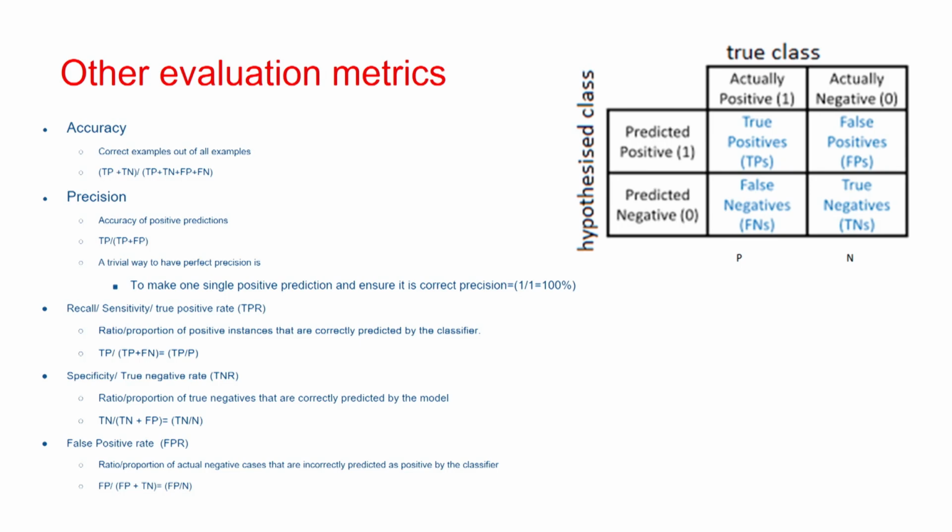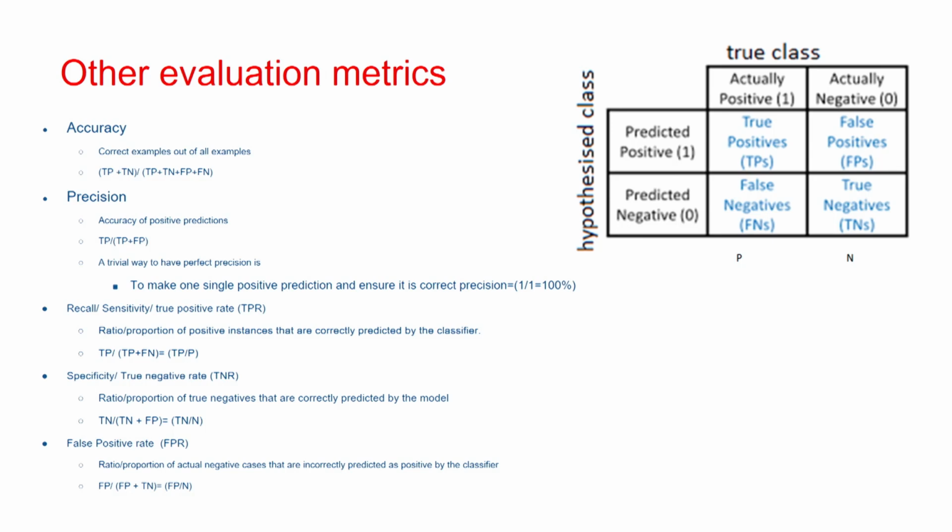There is another evaluation metric, that is precision. Precision is defined as the accuracy of positive predictions. So we are only concentrating on positive predictions, and then we are trying to find out the accuracy of the positive predictions in this particular case. This can be defined as true positives upon true positives plus false positives.